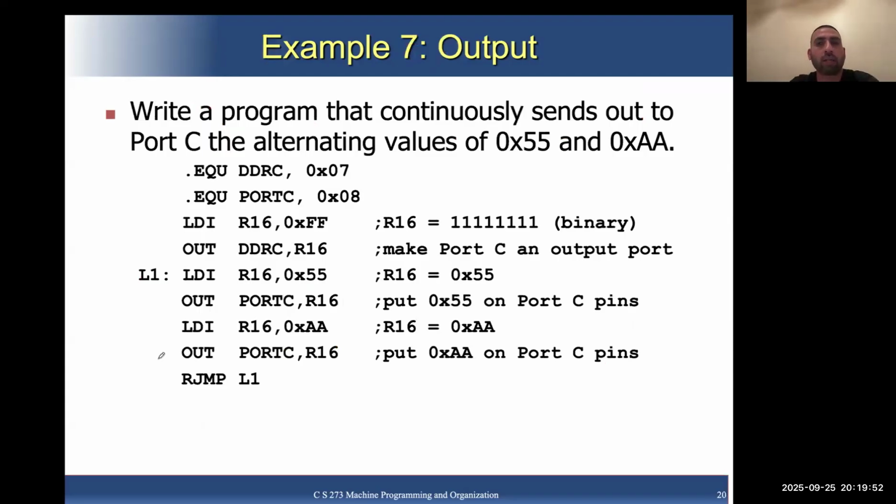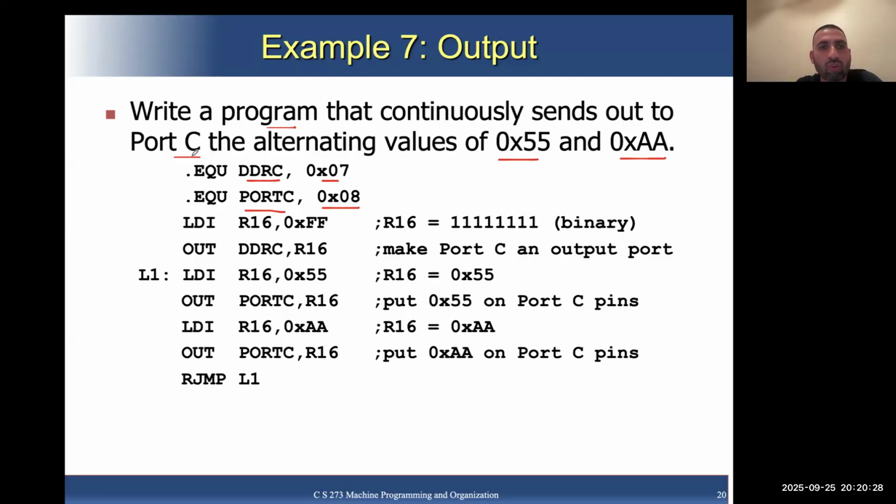Okay. Here we have another example, which is again about sending output. We want to write a program which continuously sends out to port C the alternating values of 0x55 and 0xAA, right? It is straightforward again. We are using the equate directive to set DDRC equal to 0x07, which is the address of the DDRC register, and port C we are equating with 0x08, which is the address of the port C register, right?